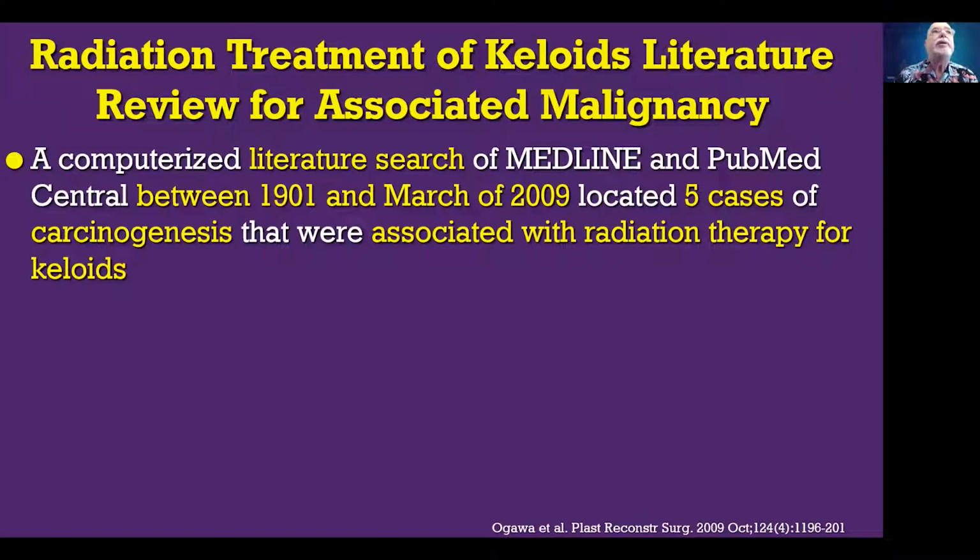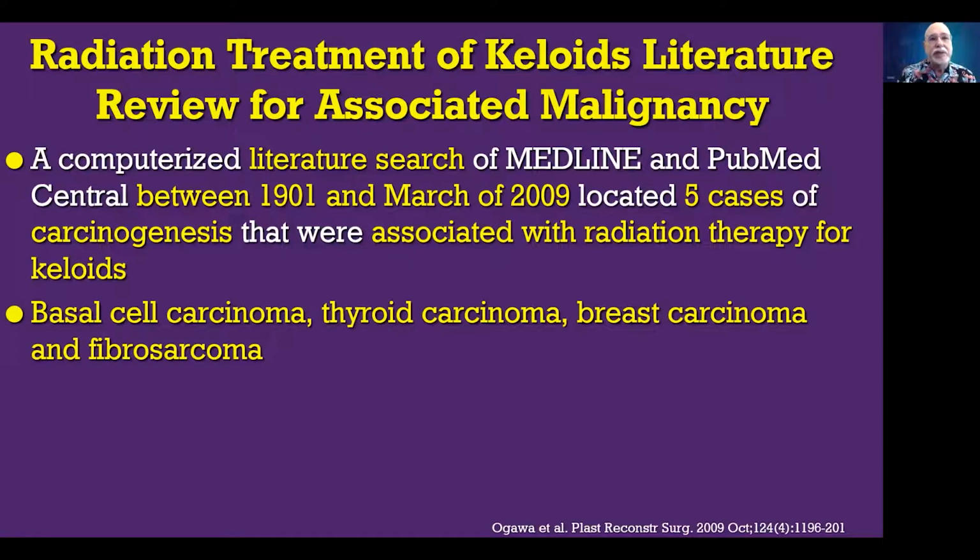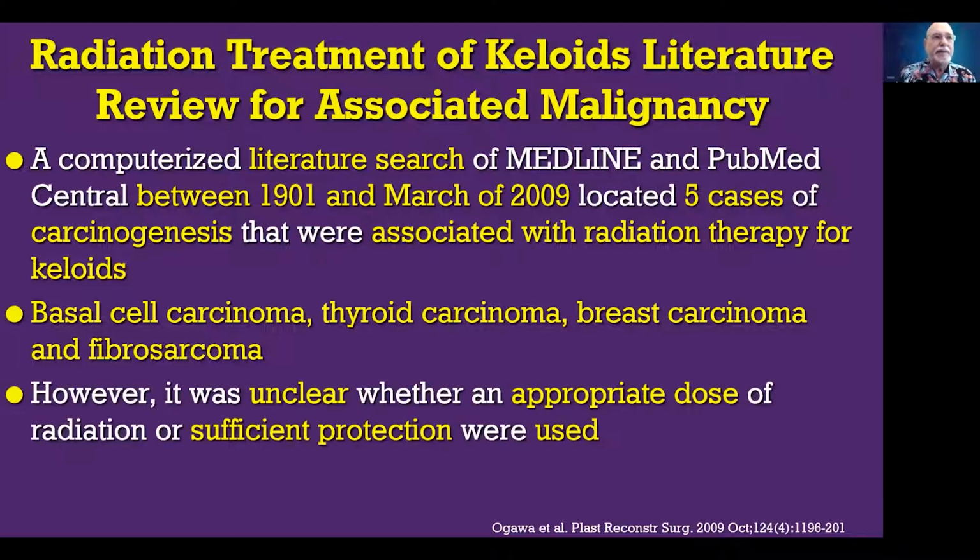Ogawa and co-workers did a literature search going all the way back to 1901 through March of 2009 and were able to locate 5 cases of carcinogenesis associated with radiation therapy for keloids. And these were the tumors, most of them very common tumors, but the fibrosarcoma could be of concern. But it turned out the authors of that paper quickly admitted that in all likelihood, the original so-called keloid that was excised was probably a fibrosarcoma at the start.